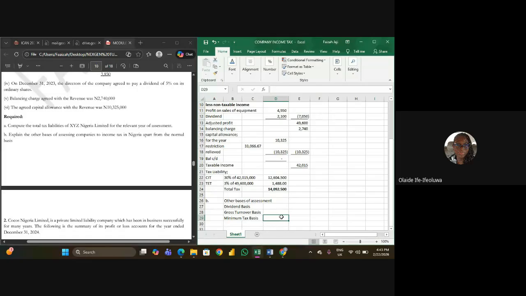Sorry, please, what's the question again? I said the formula for minimum tax. Minimum tax is 0.5% of the gross revenue. Of gross revenue. Yes, ma'am. You have not finished.